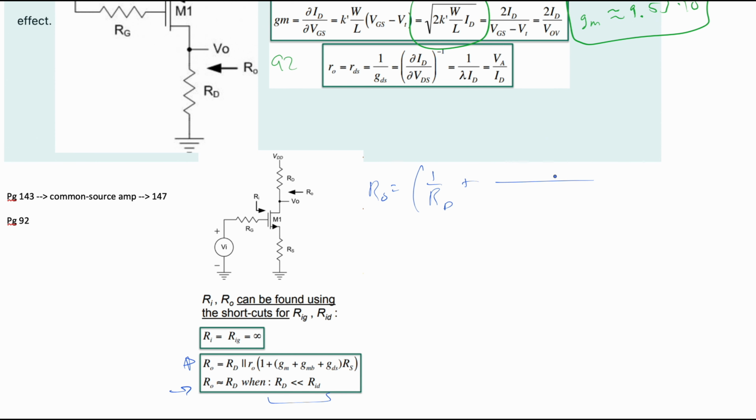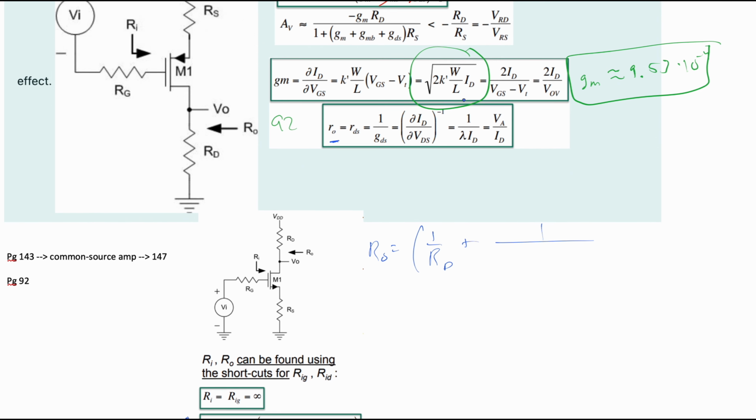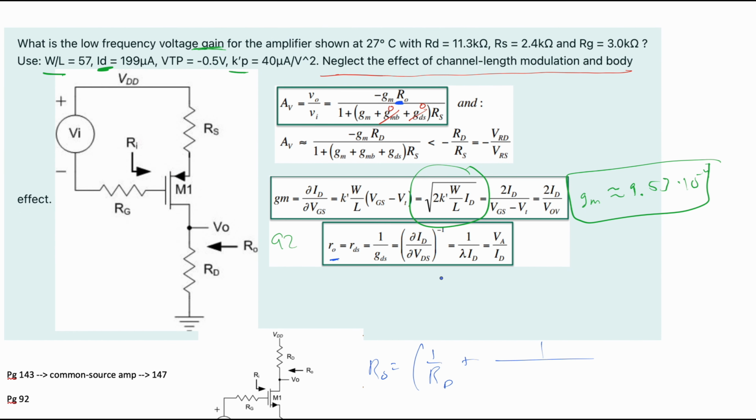We have a plus 1 over, we have this R naught first, and this R naught is given to us right here. Now we have 1 over lambda times our ID. Lambda is not given here, so that means that this is 0. But it's not actually 0, it's approximately 0. So 1 over approximately 0 is going to be basically 1 over, let's say, 1000. 1 over some huge number. This would give us 0, right?